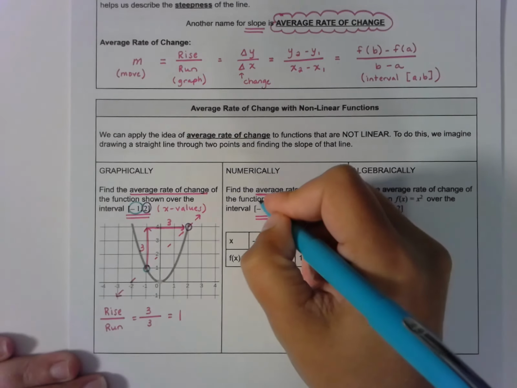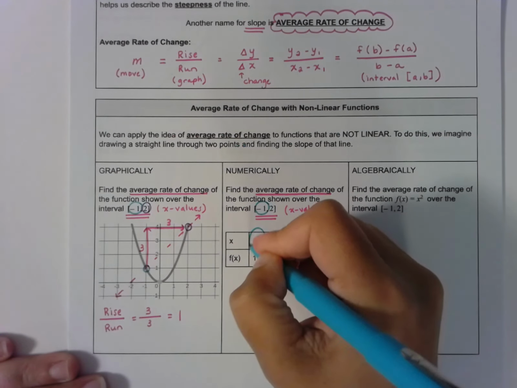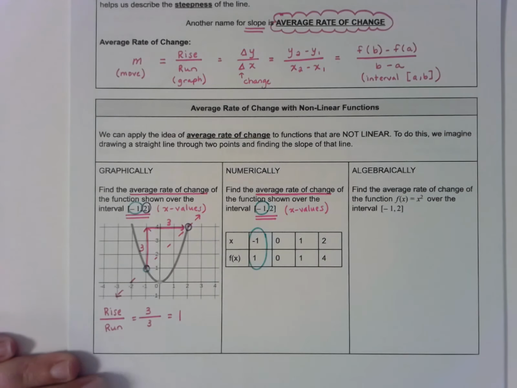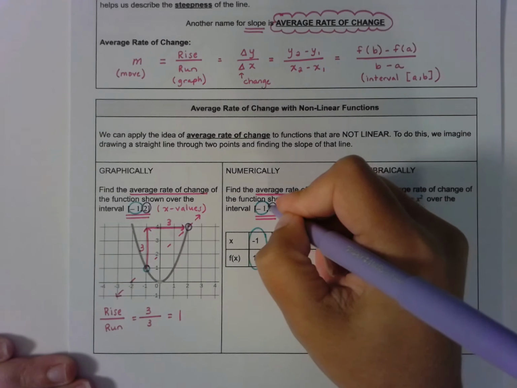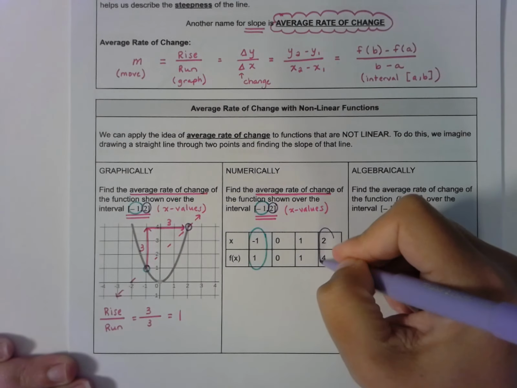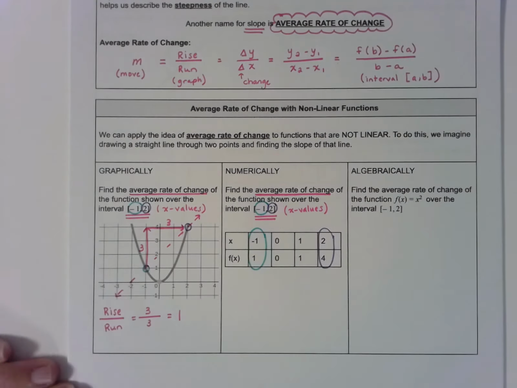If x is -1, I'm going to be looking at this point in the table where x is -1 and y is +1. If x is 2, I'm going to be looking at this point in the table where x is 2 and y is 4. When I have 2 points like this, I like to use the formula f of b minus f of a all over b minus a.